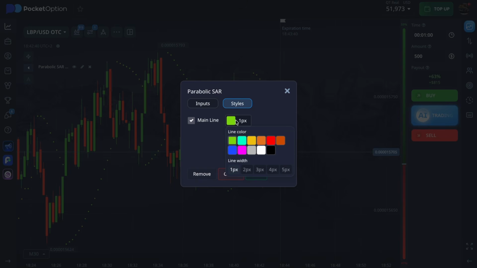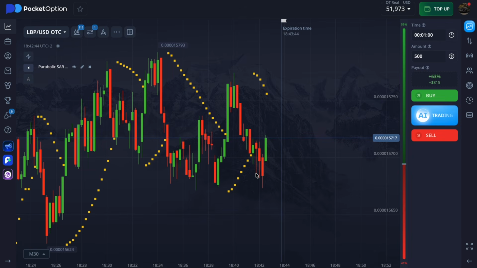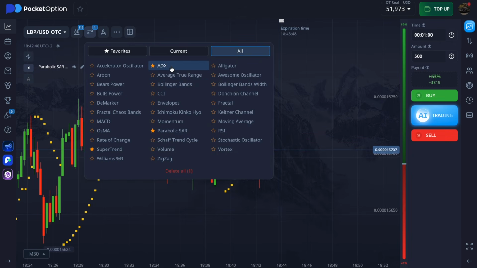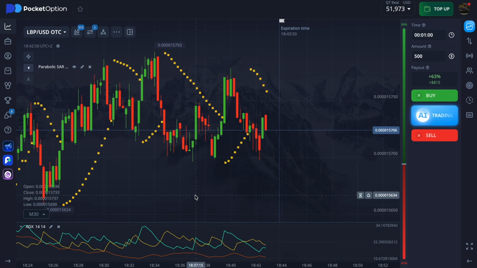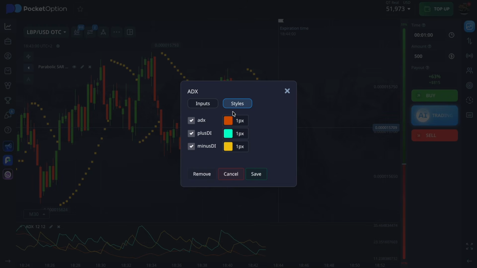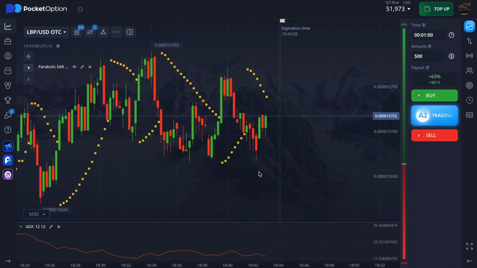The only thing I do here is change the color of this indicator to yellow and make it slightly thicker so it's more noticeable to me. The next indicator I will use is called the ADX indicator. I am also adding it to the chart. Here, I go into the settings and I change the upper parameter to 12 and the lower parameter I also change to 12, after which I go to the Styles tab. And here, as usual, I leave only the top line of the ADX indicator. I turn off the other two lines, after which I press the Save button.